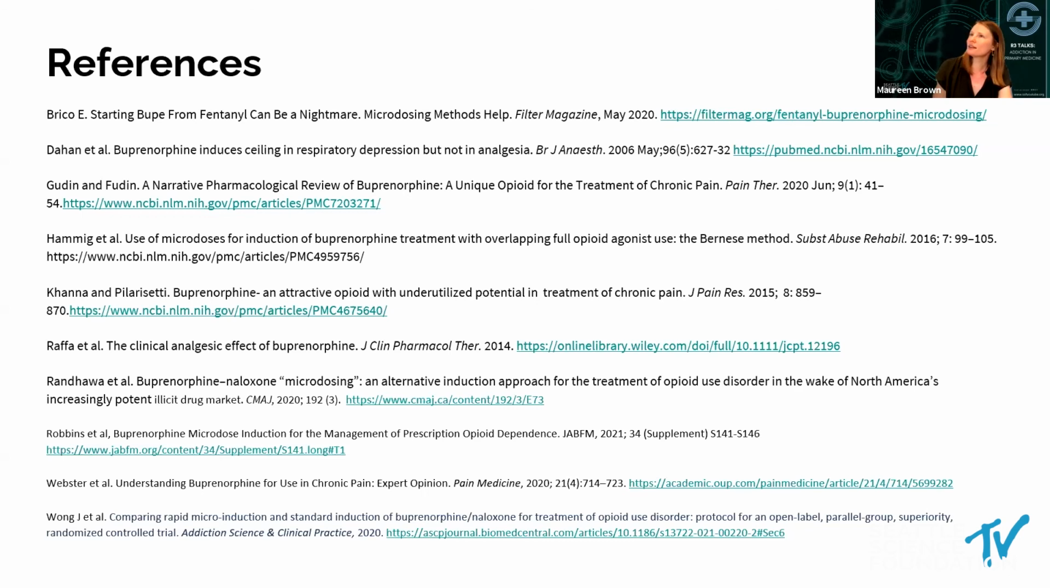Typically, most patients do have some sense of the amounts that they're using. Not universal. There are some ways to grossly estimate in terms of the cost that patients are spending on their substance of choice and how that converts to milligrams.